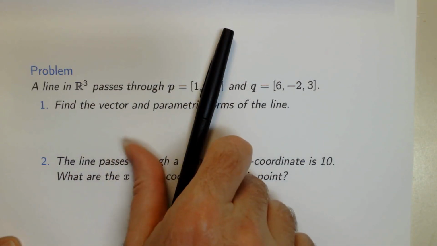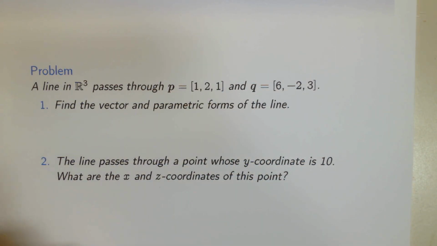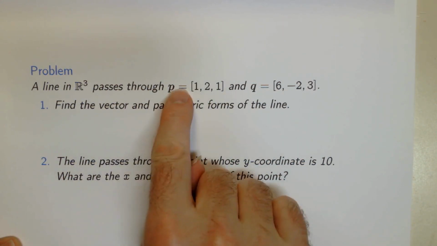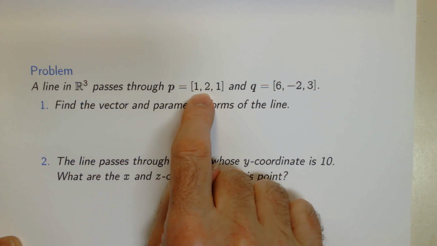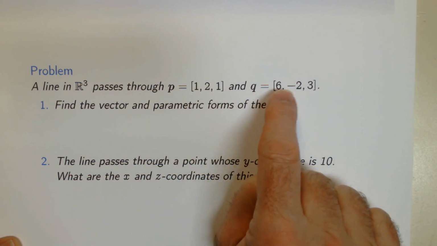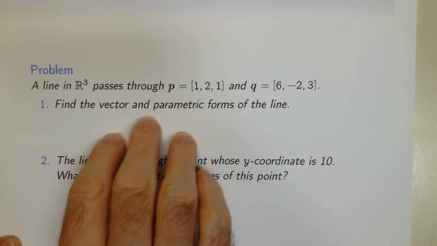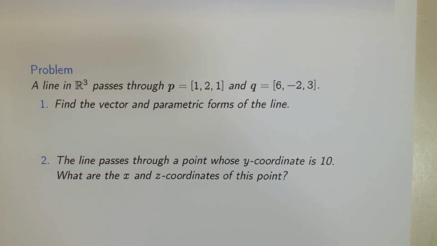Welcome back to the document camera. In this problem, we have a line in R3 that passes through P with components 1, 2, 1 and Q with components 6, -2, 3. Our first task is to find the vector and parametric forms of the line. Now you'll notice in this case, we don't have a direction vector. We have 2 vectors that sit on the line, or whose tips sit on the line. So our first step is to manufacture the direction vector.